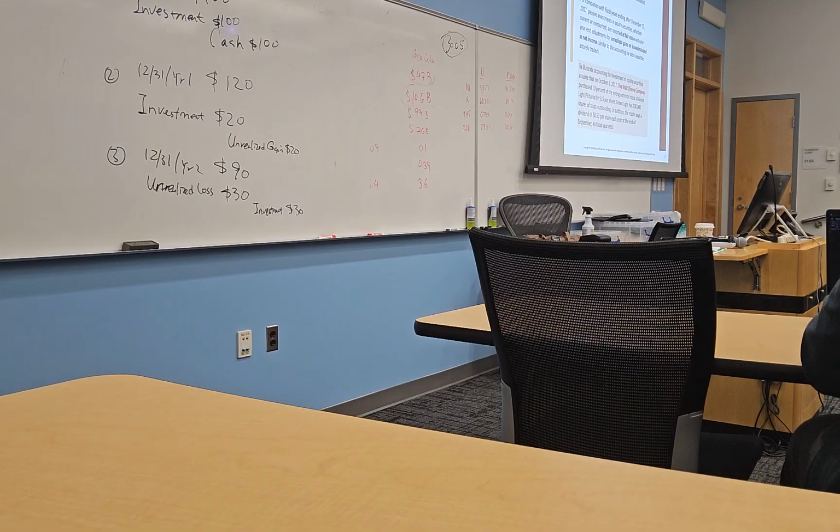That's the goal, right? So the goal is to make sure that on December 31st, the fair market value is reflected in the book value. And we did that, right? In order to do that, you're going to recognize gain or loss. That's exactly what we did. Good?